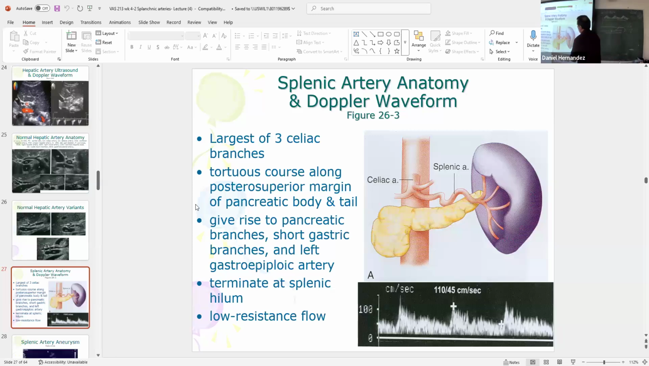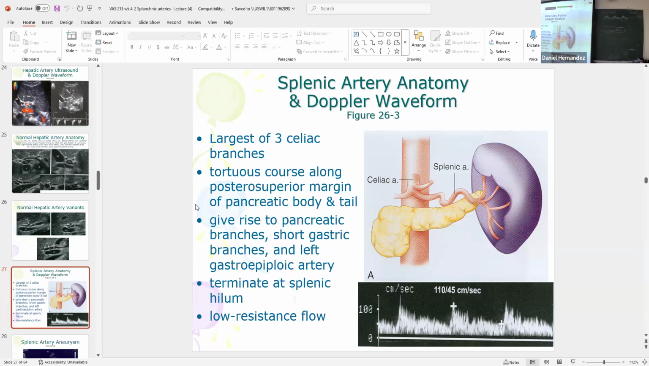Splenic artery. The splenic artery is the largest of the three celiac branches. The important term to memorize, or just get into your brain, when you're thinking about the splenic artery is the word tortuous. Every time you see the splenic artery described in literature or in test questions or prep questions, and they mention a tortuous abdominal vessel, it's 9 times out of 10 they're talking about the splenic artery.